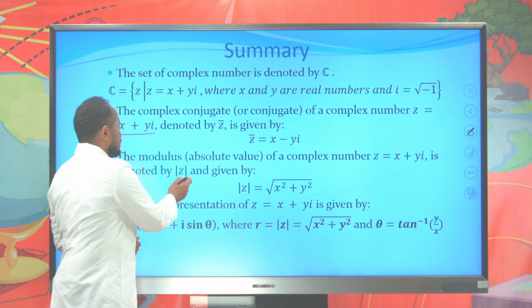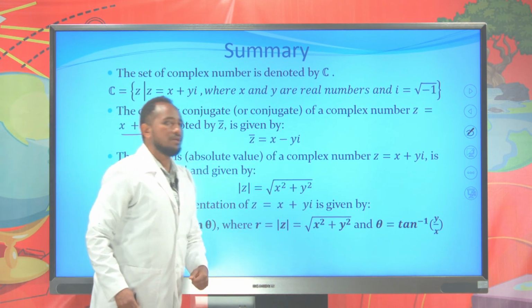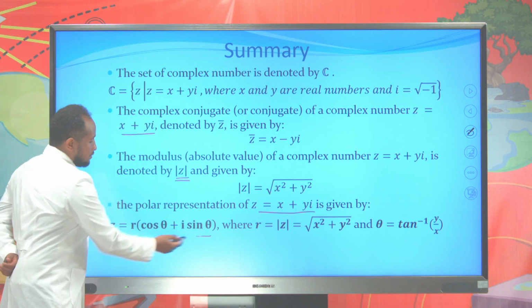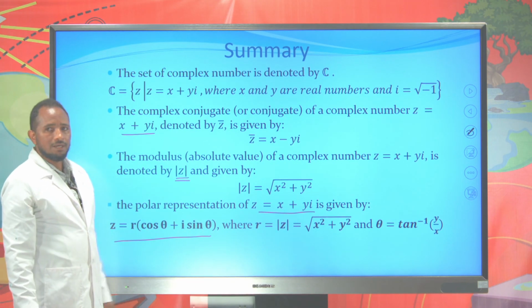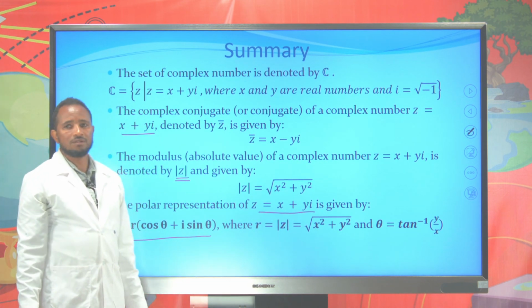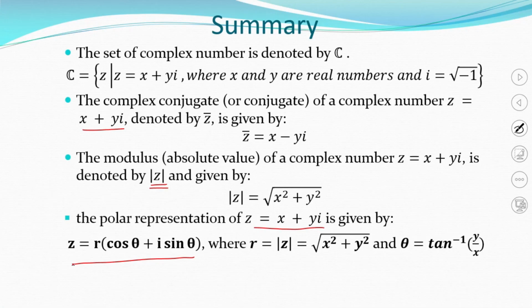We have also seen the modulus of a complex number, which is equal to the square root of the real part squared plus the imaginary part squared. And we saw the polar representation of a complex number z equals x plus yi. It is given by z equals r times cos theta plus i sin theta, where r is the modulus of z and theta is the argument, given by tan inverse of y over x. This is all about today's lesson.